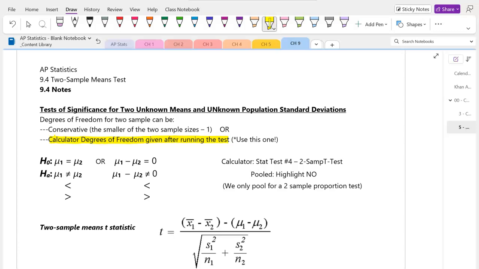The calculator portion, you're going to be doing stat test 4 because we're going to be doing a two-sample t-test. And the main thing that you need to highlight and double check and triple check is that whenever you do this in your calculator, you are highlighting no for the pooled. And that is basically saying that you are letting your calculator come up with the degrees of freedom. So after running the test, you only need to pool for a two-sample proportion test.